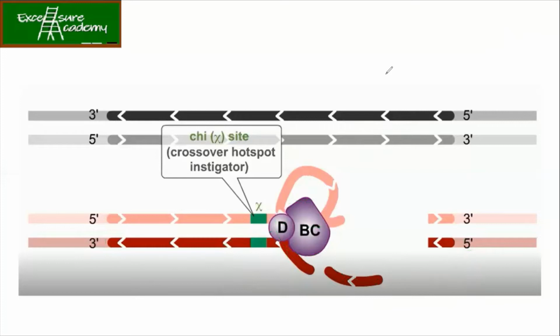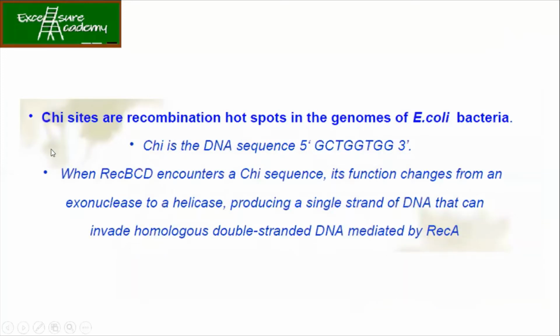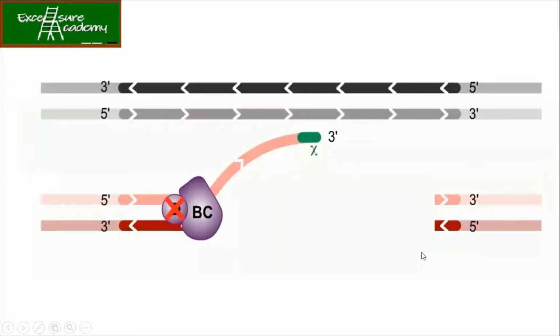Okay, clear. Now, chi sites are the recombination hotspots in the genome of E. coli bacteria. This is the sequence. No need to remember, not at all required. What is important to remember is that when RecBCD encounters a chi sequence, the function changes from exonuclease to a helicase, producing a single strand of DNA that invades homologous double strand DNA mediated by RecA. Until now, what was there? Only BCD. Now the function of RecA is going to come. Now how is this happening?